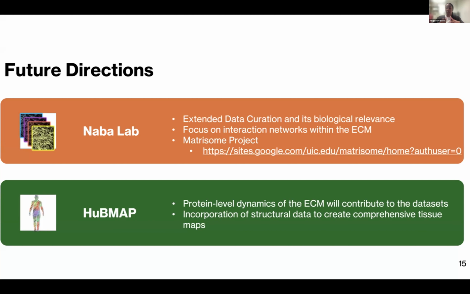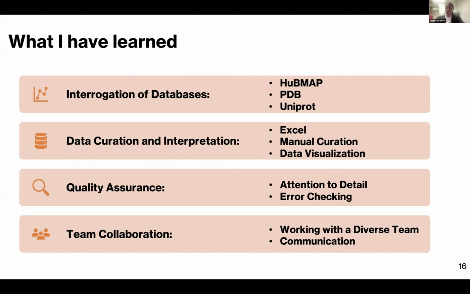And so with that being said, I've had a very enriching summer, and I've learned a lot. To begin with, the interrogation of databases. With HuBMAP, I was able to look into the data portals and the data sets and retrieve information about ECM related data sets that pertain to my project. And with PDB and UniProt, I used these two to provide me with structural data for my curation. Then, in the actual creation process, I was able to use Excel to organize, manipulate, and manage my data sets. I learned the process of curating data, and was also able to create data summary graphs to visualize the key findings to my audience.